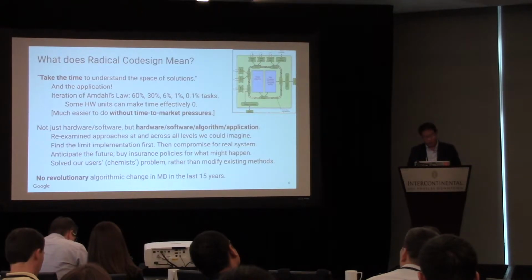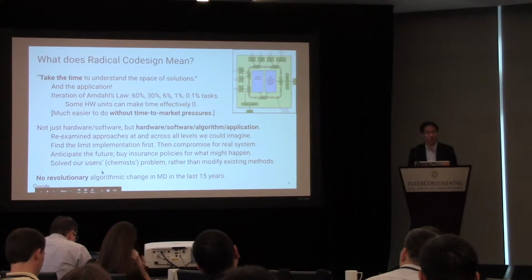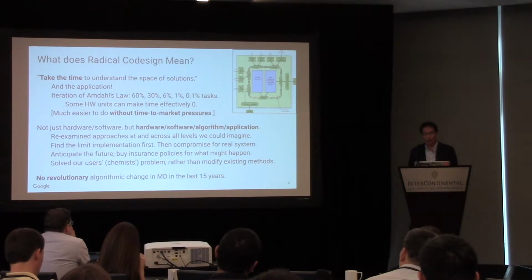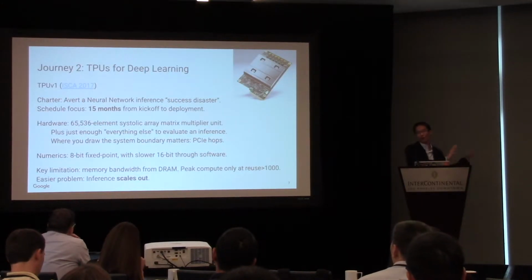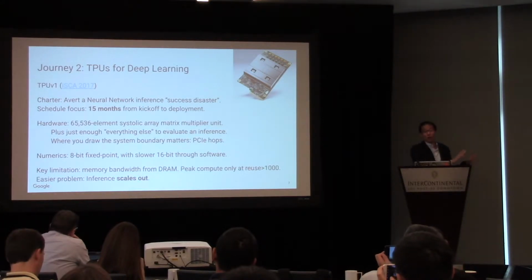And one other observation about the molecular dynamics space was that there were no revolutionary algorithmic changes in molecular dynamics, possibly over the last 15 years. That in some ways made it easier because it wasn't a moving target, which brings me to TPUs. Okay, so that was journey one, molecular dynamics, computational chemistry, radical curve.